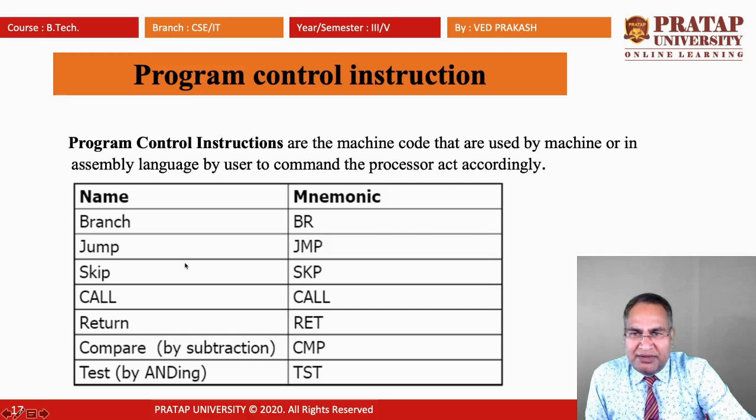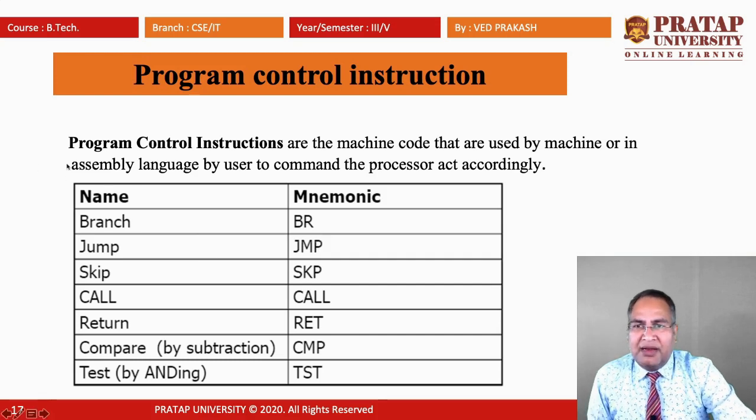So these instructions are performed by the processor, or we can say these are commands to the processor to act according to their action. Branch instructions are used to move, selecting the appropriate branch. Skip and jump instructions are used to jump to specific locations, and so on.